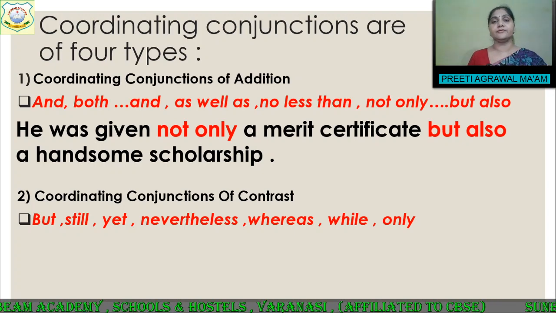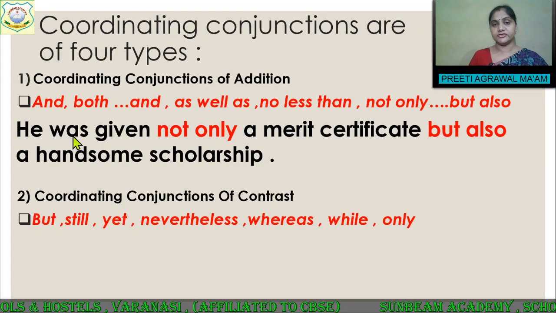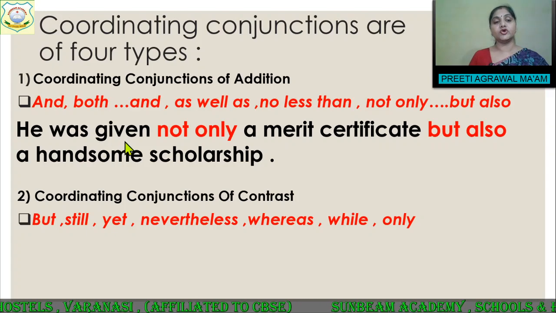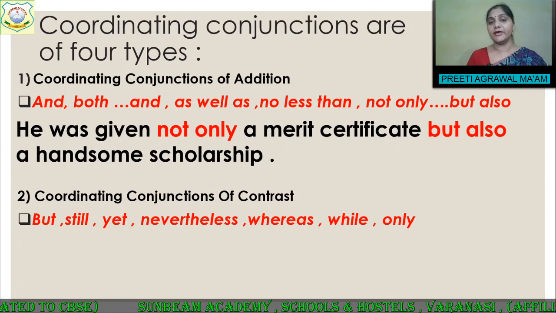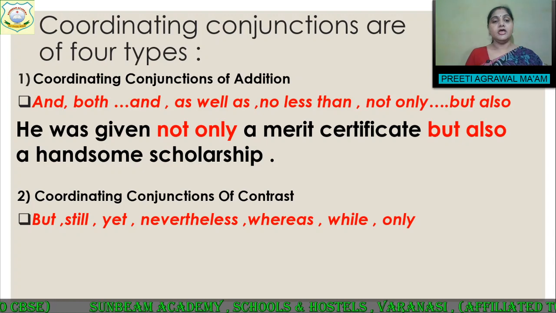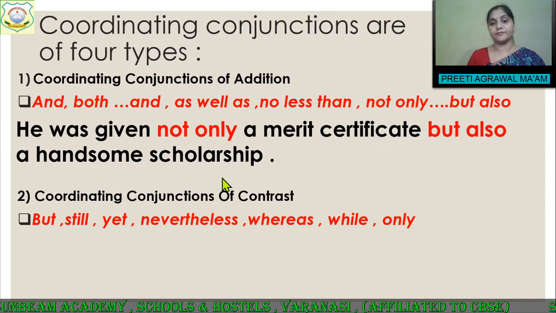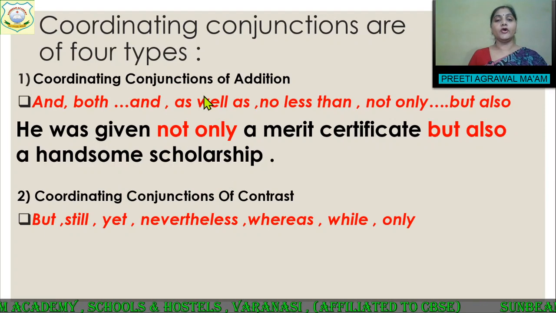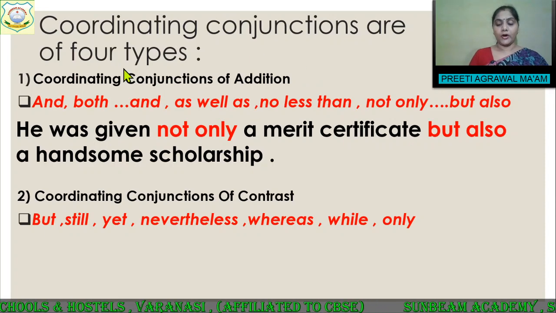This you cannot write. You can write only in this way if in your sentence there is only a helping verb, but if there is a main verb also, after that only you have to write not only. Okay, you cannot write not only here. He was not only given, it will be just an incorrect sentence. Okay, so he was given not only a merit certificate but also a handsome scholarship. So these were your coordinating conjunctions of addition. So I have given you these four of one type.